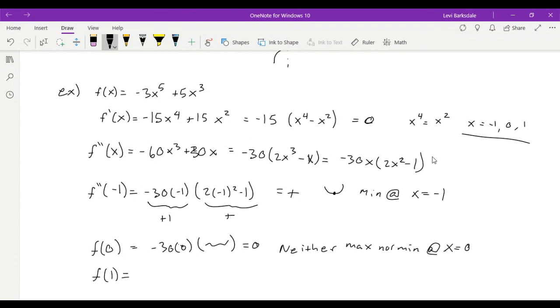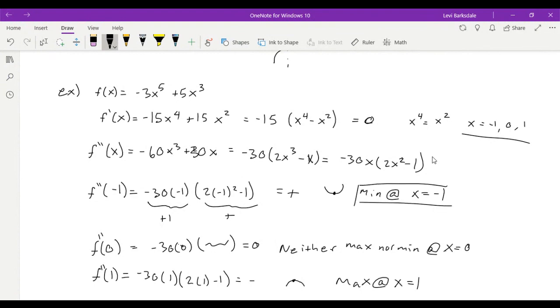Lastly, we have x equal to 1. That should be the second derivative. That's negative 30 times positive 1, and then 2 times 1 minus 1. This is negative times a positive, which is negative. So we have something that's concave down. So we have a maximum at x equal to 1. And there, that is how we found our maximums and our minimums.